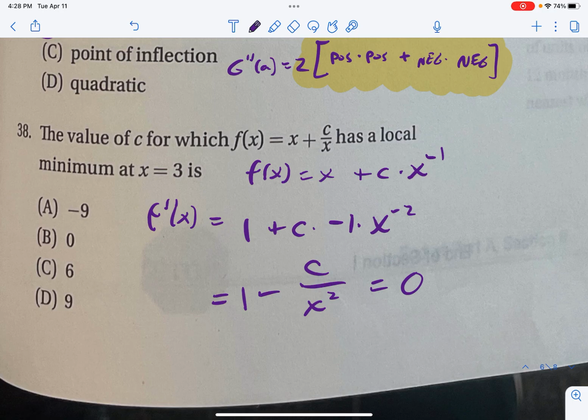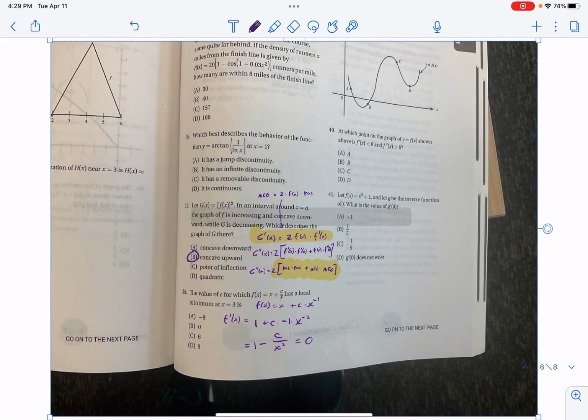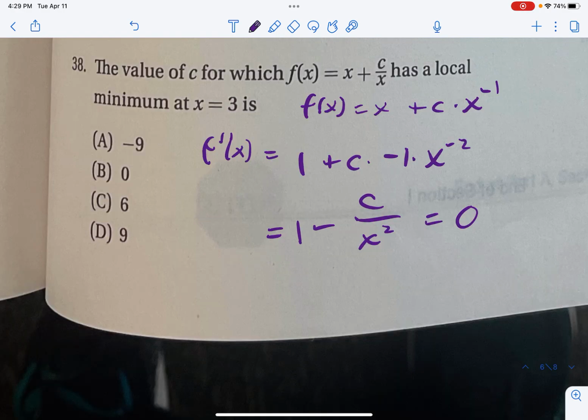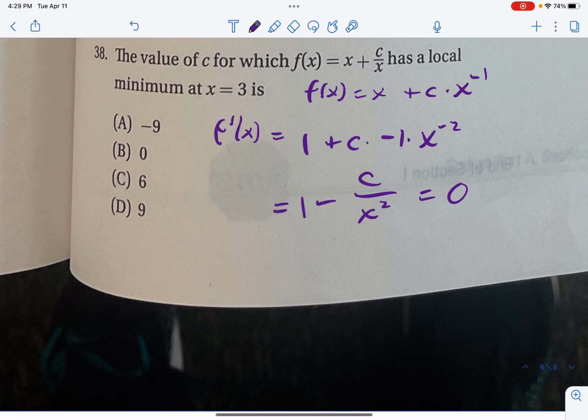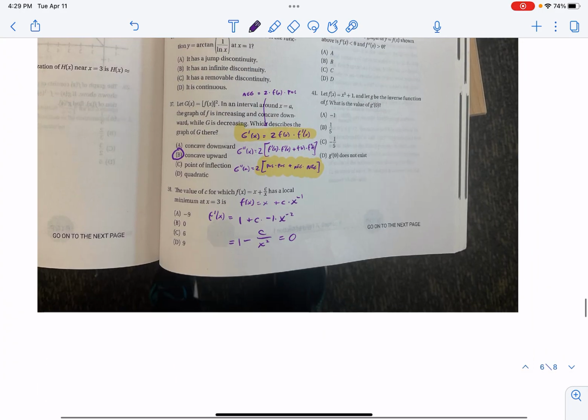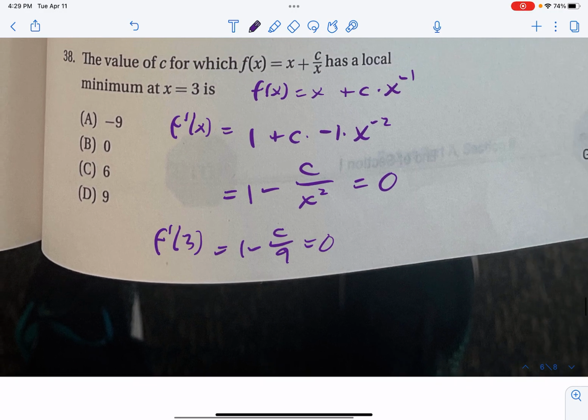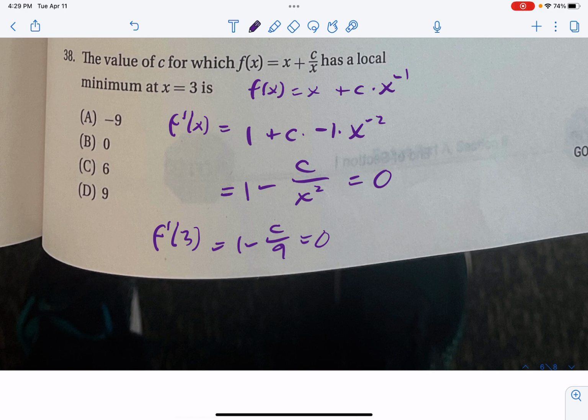Oh, did I make a mistake here? Oh, no. So we want this to be equal to 0 when we have 3. So f prime of 3 is 1 minus c over 9. We want that to be equal to 0. So we want c to be equal to 9 in order to get, that's the only one that even gives us a critical point. So we will assume it's a local minimum because none of the other answers make sense.